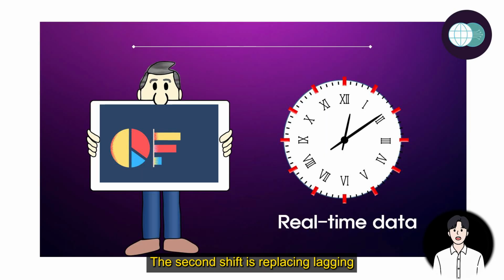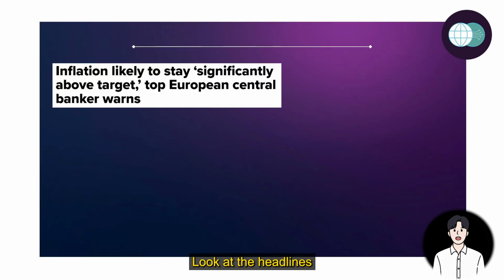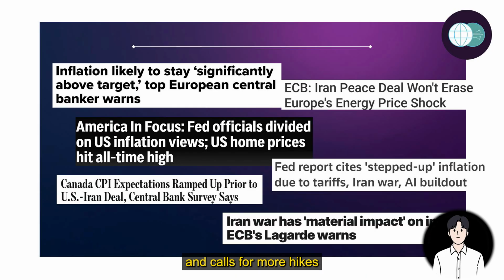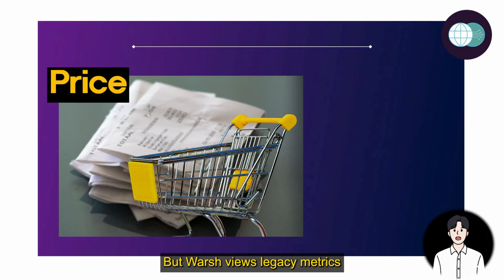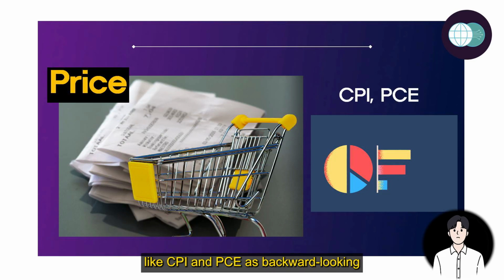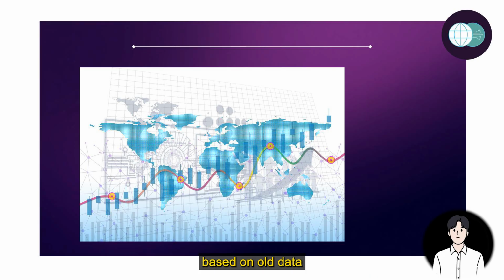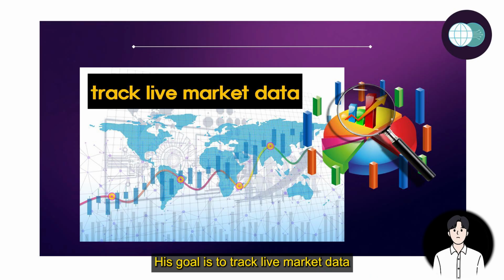The second shift is replacing lagging economic indicators with real-time data. Look at the headlines. There are widespread fears over inflation and calls for more hikes because of the conflict with Iran. But Warsh views legacy metrics like CPI and PCE as backward-looking. They lag by weeks, meaning the Fed often makes policy choices based on old data. His goal is to track live market data to respond more accurately.